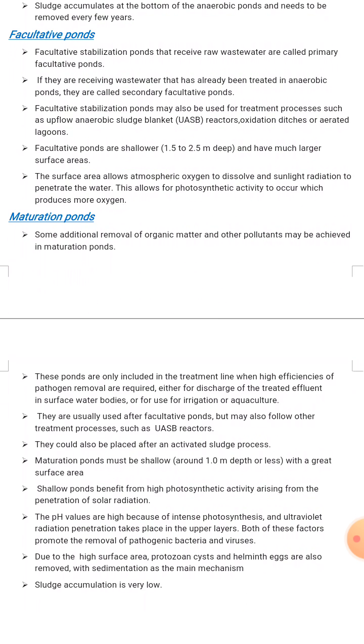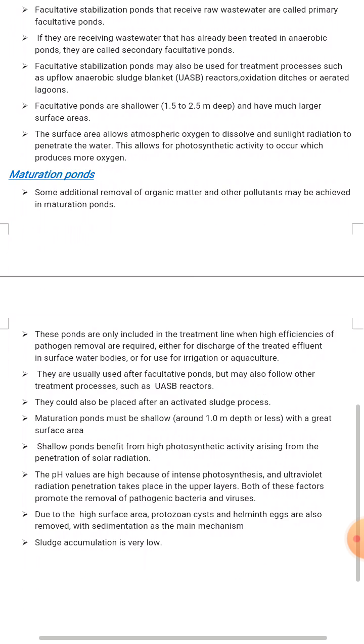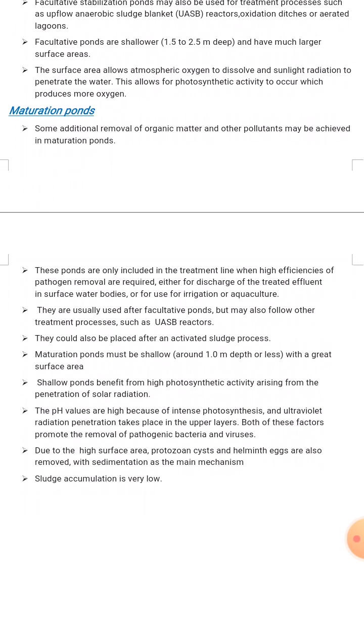Facultative ponds can be discussed now. If they receive raw wastewater, they are called primary facultative ponds. If they receive wastewater that has already been treated in anaerobic ponds, they are called secondary facultative ponds. Facultative stabilization ponds may also be used for treatment processes such as upflow anaerobic sludge blanket, that is UASB reactors, oxidation ditches or aerated lagoons. They are shallower. The surface area allows atmospheric oxygen to dissolve and sunlight radiation to penetrate the water.